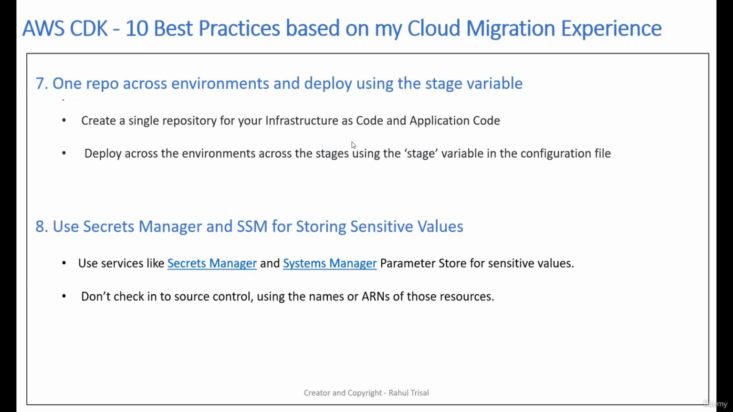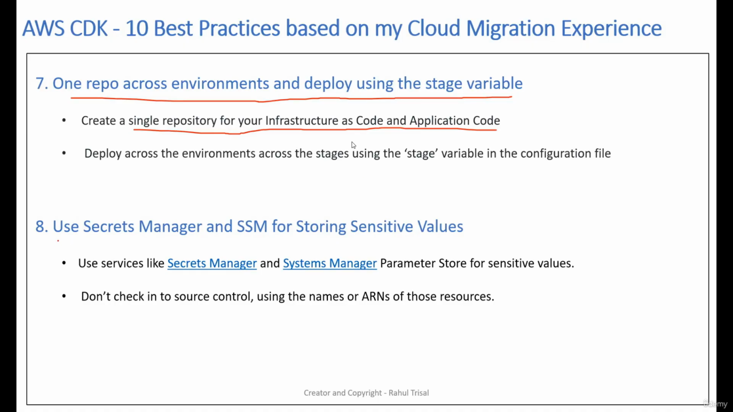So another key practice I have seen is that you can create one repo across environments and then deploy using stage variables. So you create a single repository for your infrastructure as code and application code, and then deploy the same code to different environments such as dev, QA, or prod. And you don't create separate repos for each environment. So you have a single repo, you deploy that to a particular environment, say dev, and if everything passes, then you push the same code to QA and then to prod.